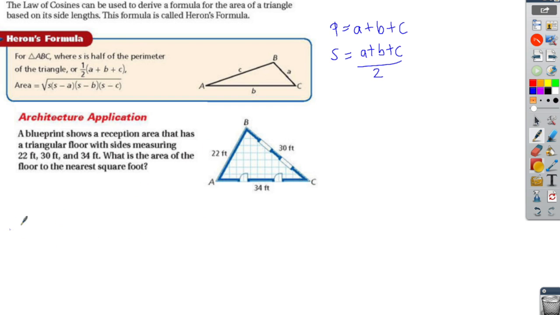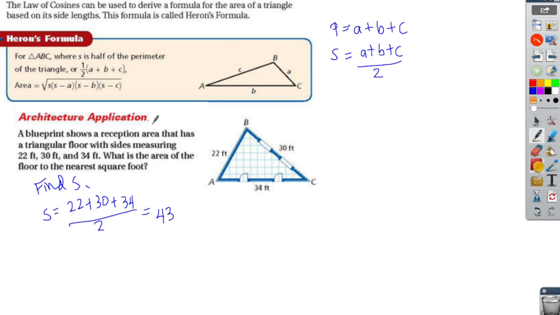So let's go ahead and start by identifying S. We need that value, half of the perimeter. So let's go ahead and add all our sides together. Okay, get the sum and then divide it by 2. So S here in this example would be 43.